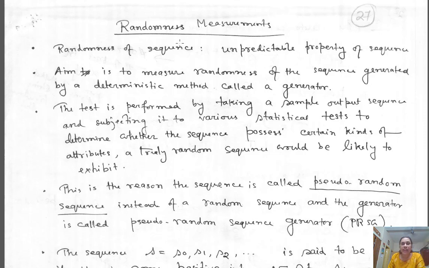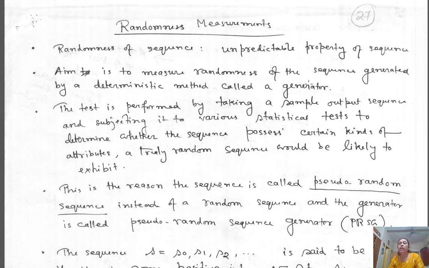So as I said, the strength of a stream cipher lies in how random your key stream is. Now we are going to discuss how to measure this randomness. The randomness of a sequence is actually called the unpredictable property of the sequence. Our goal is to measure the randomness of the sequence generated by a deterministic method called a generator.